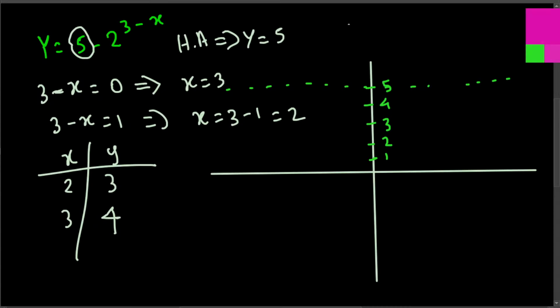And then let's go ahead and plug the values we found. The first one is when x is equal to 2, y is 3. So let's put some x values. 1, 2, let's say this is 2, and then at 2, y is equal to 3. Okay, so it's going to be right here. And when x is equal to 3, y is 4.